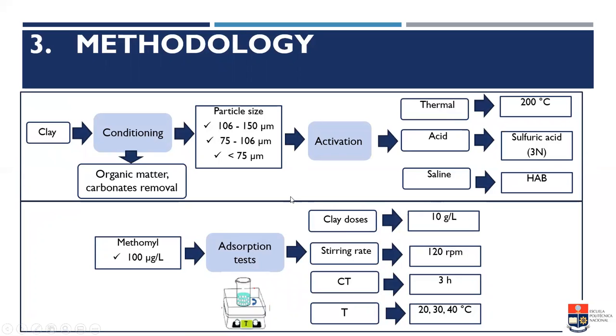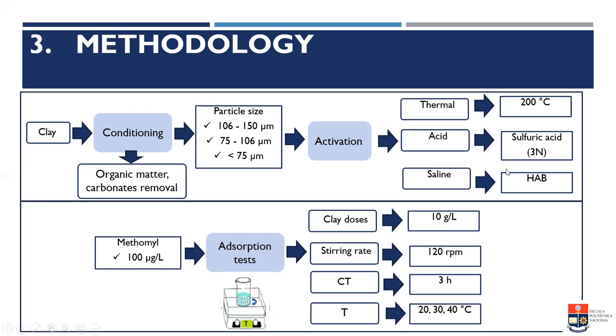We took these clays and we sieved these clays to obtain 3 different particle sizes that you can see here. And with these clays, we performed 3 different activation processes. We performed thermal activation by heating the clays at 200 degrees Celsius, an acid activation using sulfuric acid, 3 normal, and saline activation using hexadecyltrimethylammonium bromide, a salt which was used in the activation process.